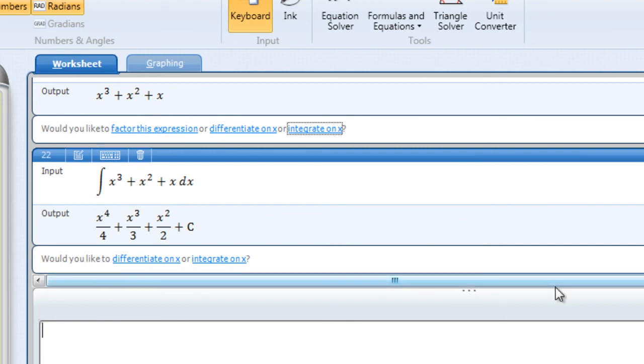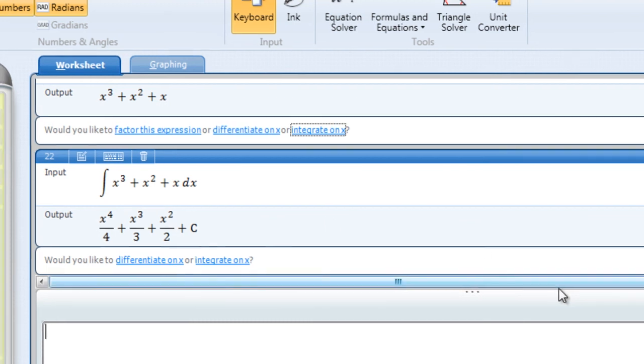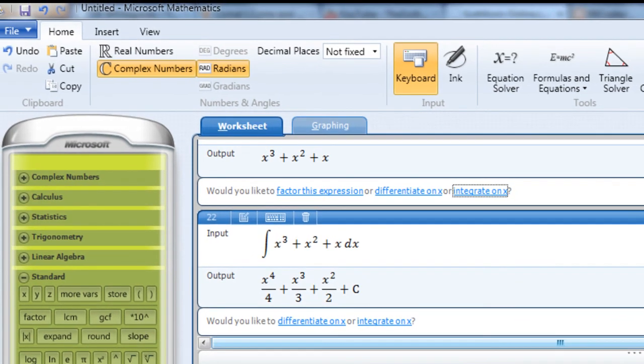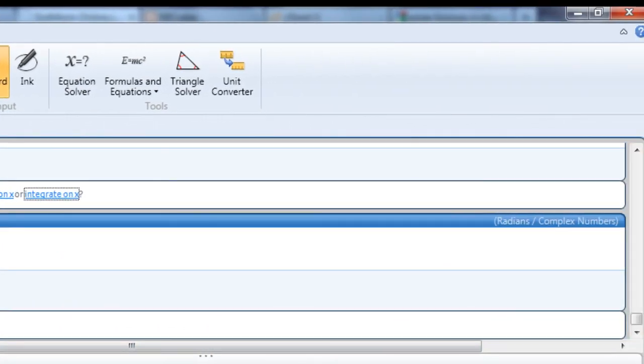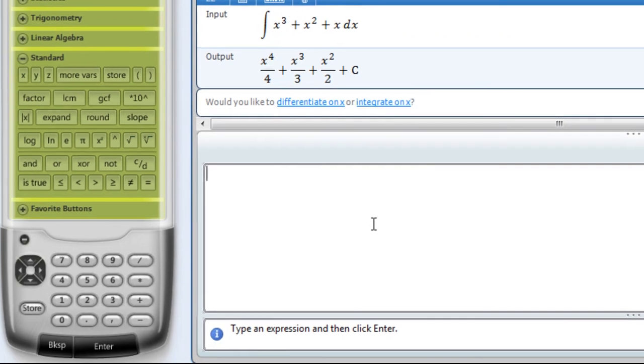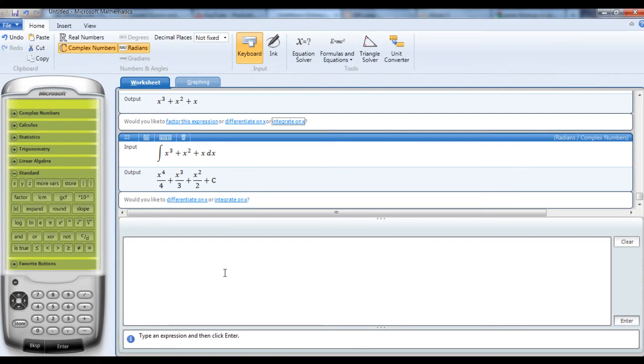That's about it, that's all you need to know really with the mathematics for core 1. I will release further videos showing you how to use the functions on here for core 2, core 3, core 4, and maybe even some further pure modules.